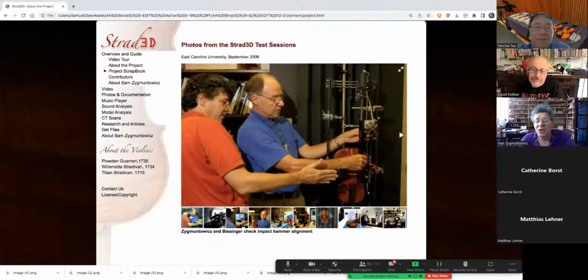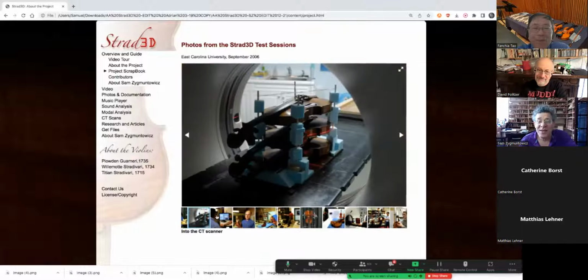This is George setting up the Titian, this is the apparatus with which he suspended it. He had an automated impulse tapper, we like to call it. We don't really like to use the word impact hammer. We also did CT scans.